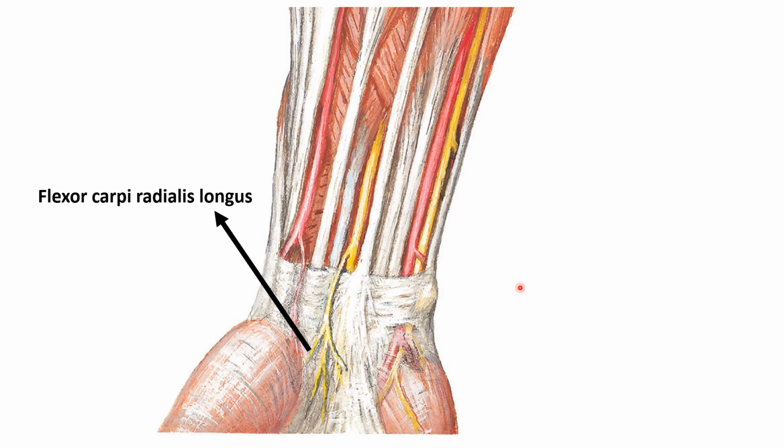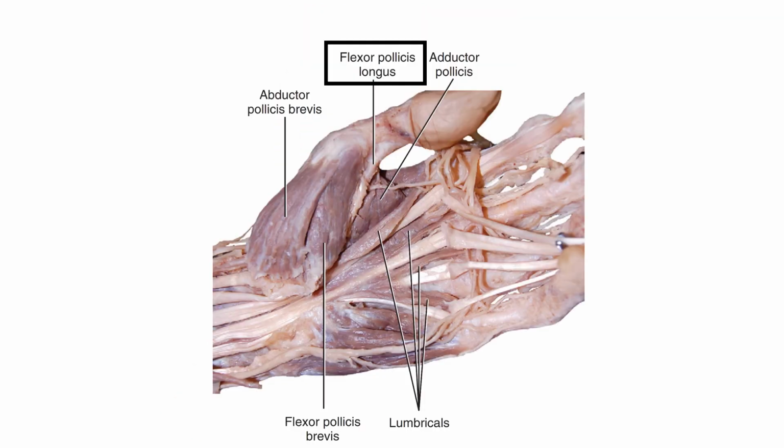Now coming to the extrinsic tendons. Flexor carpi radialis longus arises outside of the hand, and its tendon pierces the flexor retinaculum, enters the hand, and is inserted into the second metacarpal. The next one is flexor pollicis longus, which is also an extrinsic tendon. Along with that, you can identify the flexor digitorum superficialis and flexor digitorum profundus tendons. These are all the extrinsic tendons of the hand.